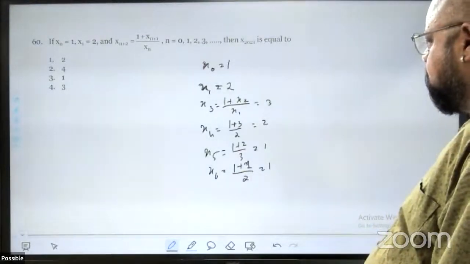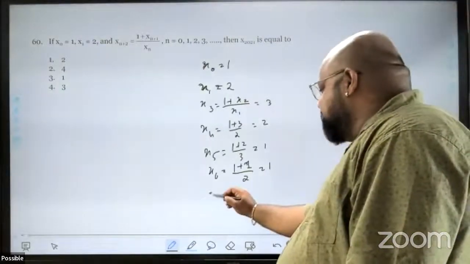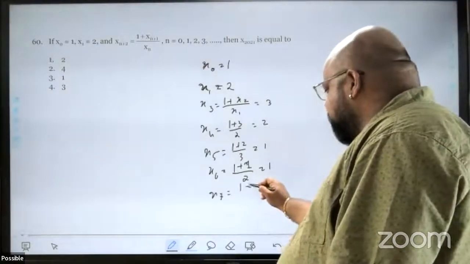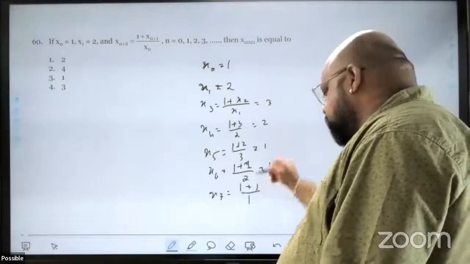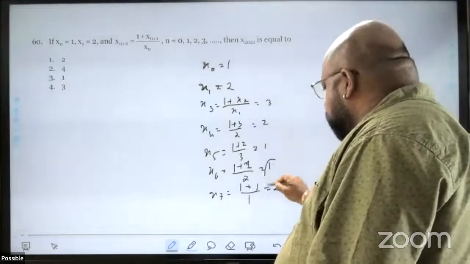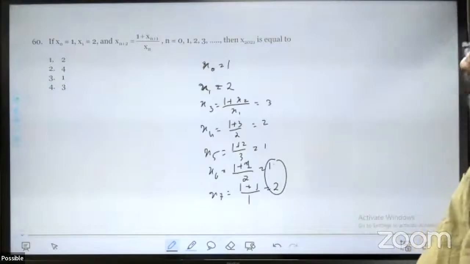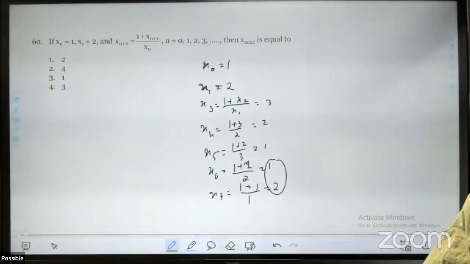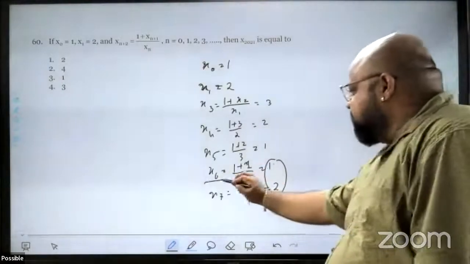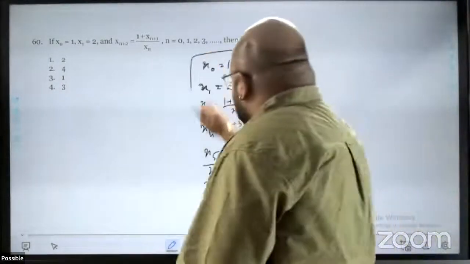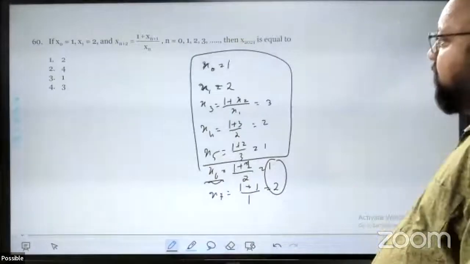1, 2, 3, 2, 1. x7 will come out to 1 plus the previous term upon the term before that, therefore 2. And the moment I have 1, 2, this pattern will repeat. Okay, so basically, the series repeats after every 5 terms. 1, 2, 3, 2, 1, again 1, 2, 3, 2, 1, and so on.